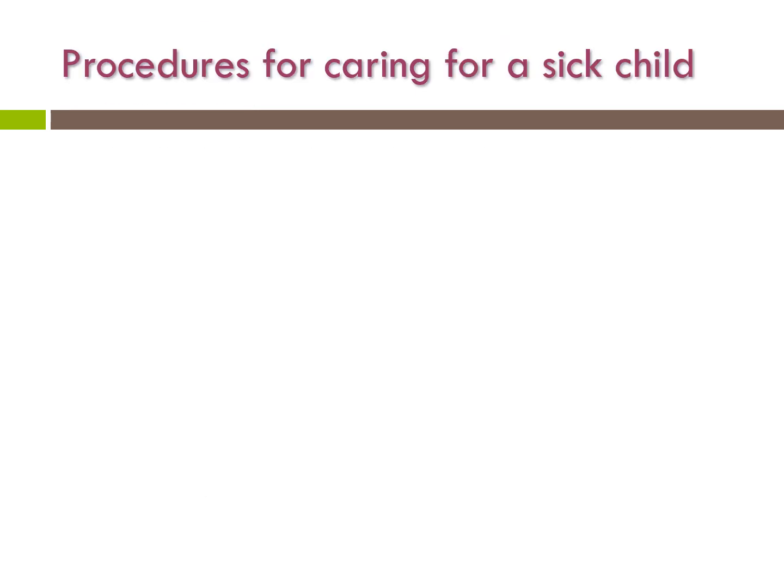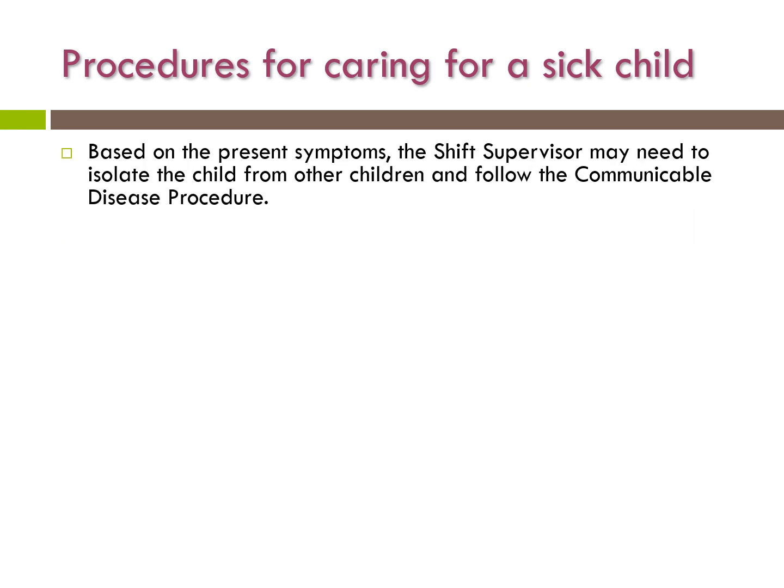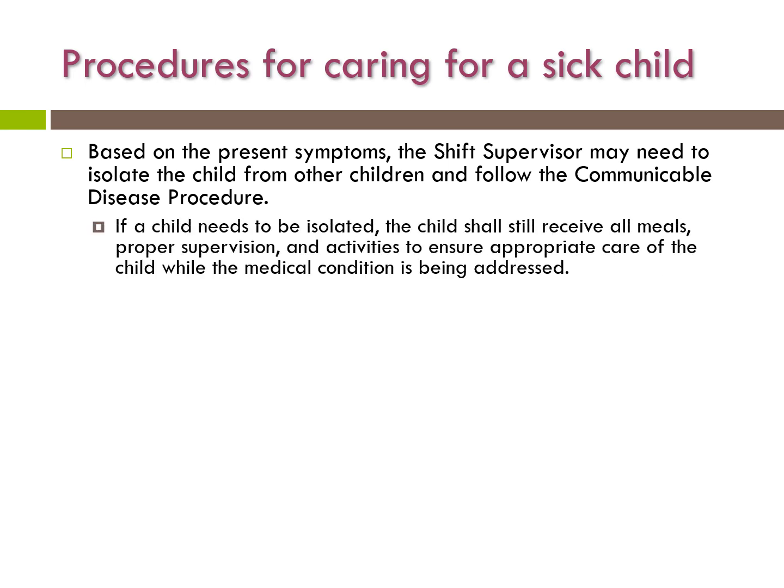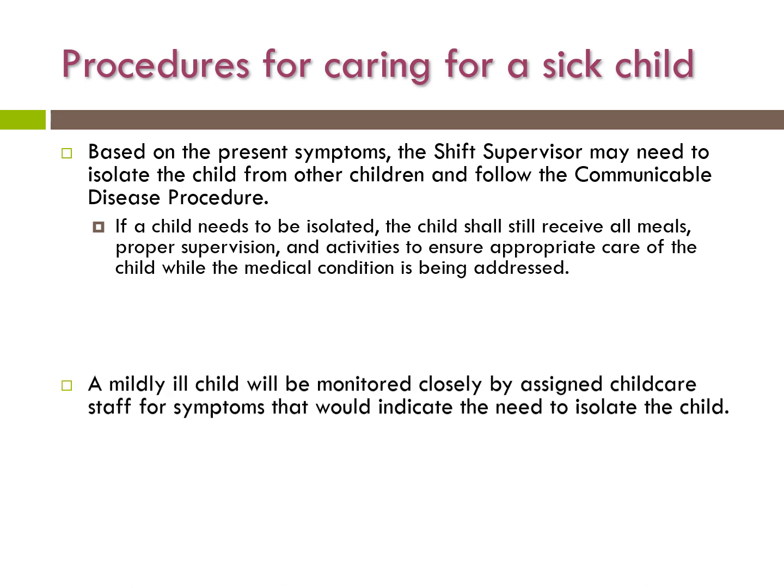What are the procedures for caring for a sick child? Based on the present symptoms, the shift supervisor may need to isolate the child from other children and follow the communicable disease procedure. If a child needs to be isolated, the child shall still receive all meals, proper supervision, and activities to ensure appropriate care of the child while the medical condition is being addressed.